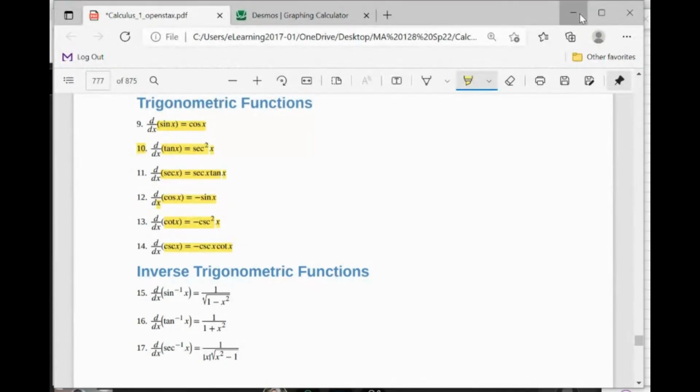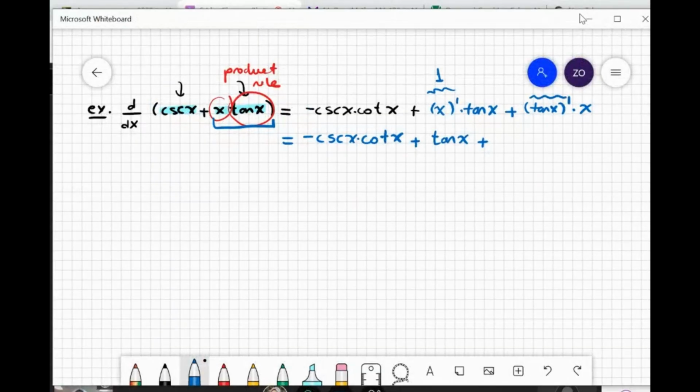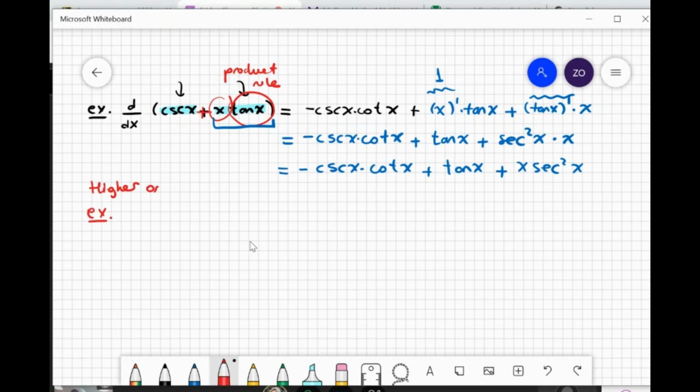Okay, so the derivative of tangent is secant squared x times x. Again, I will just write this x, move it to the front. Let's see, negative cosecant x times cotangent x plus tangent x plus x times secant squared x. I don't think this will simplify further, so we can just leave it like this. So higher order derivatives, this is going to be the last thing we will discuss.